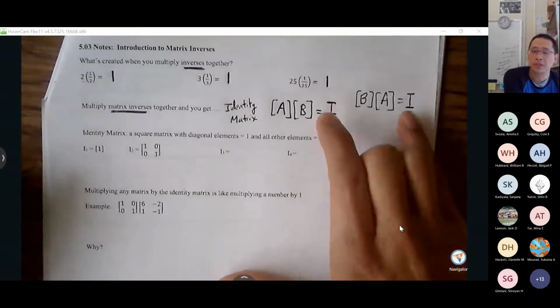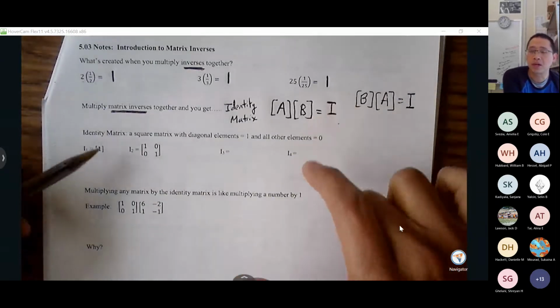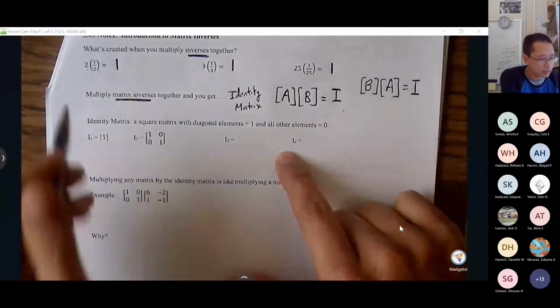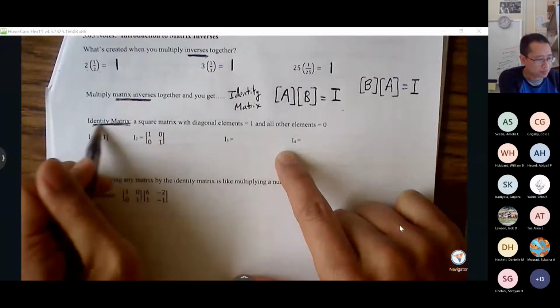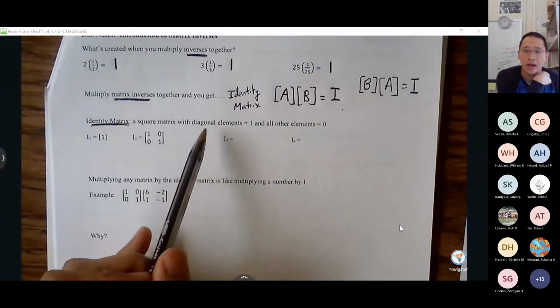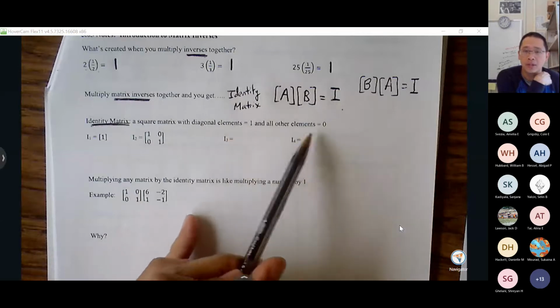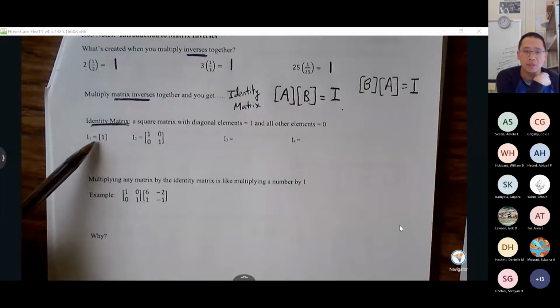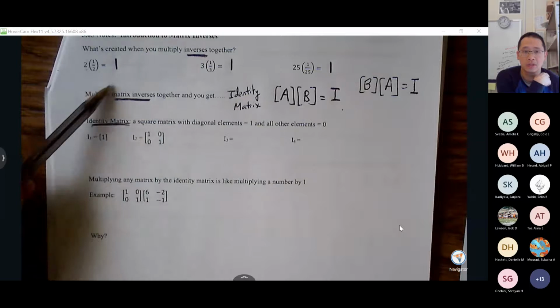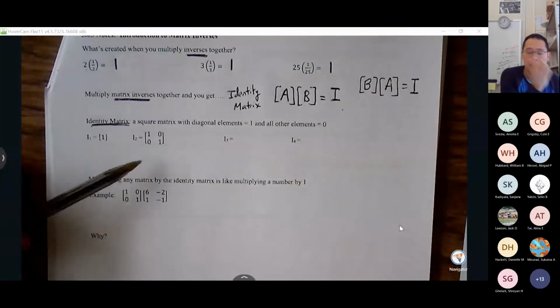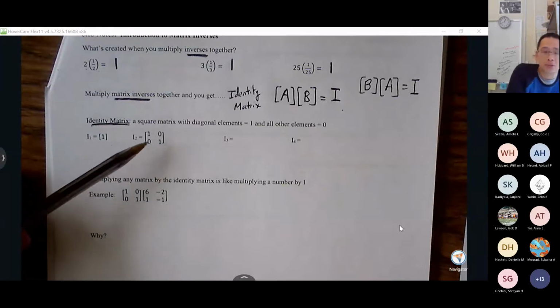Okay, so an identity matrix is going to look different depending on what the dimensions are. So here is what the identity matrix definition is. It's a square matrix with diagonal elements of 1 and all the other elements 0. If it's just a 1-by-1 matrix, then it's just going to be 1, just like how we would see with other numbers. But if it's a 2-by-2 matrix, your identity matrix will always look like this.